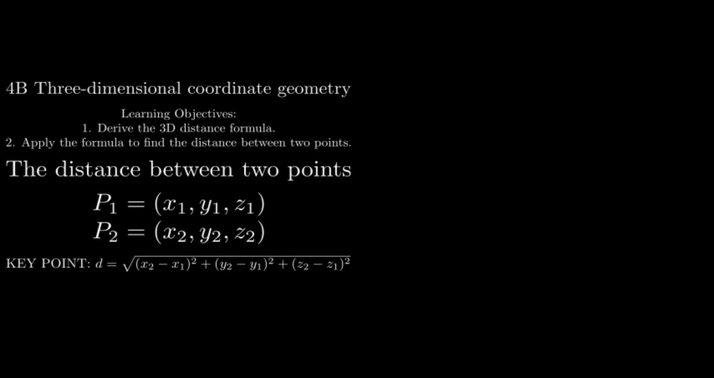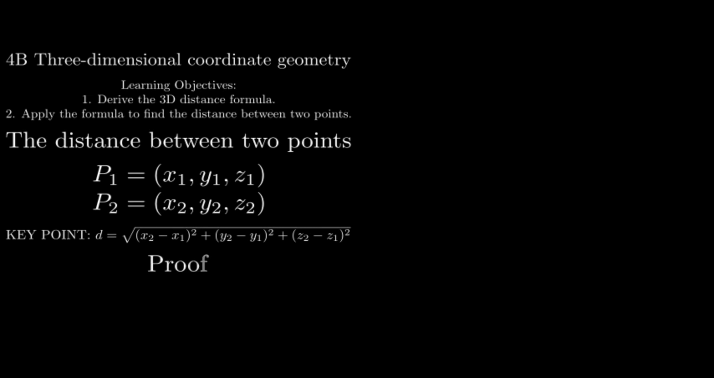But where does this formula come from? Let's prove it. It's a beautiful application of Pythagoras' theorem, twice. Let's walk through the proof. Consider our 2 points as being at opposite corners of a rectangular box or a cuboid. Here we have our cuboid. The point x1, y1, z1 is at one corner, and x2, y2, z2 is at the diagonally opposite corner. The distance d we want to find is the length of this main diagonal.